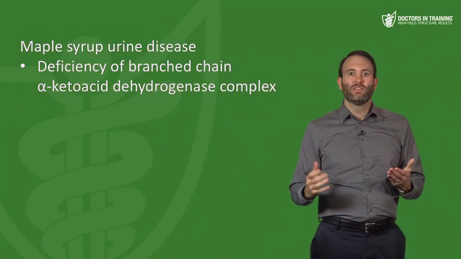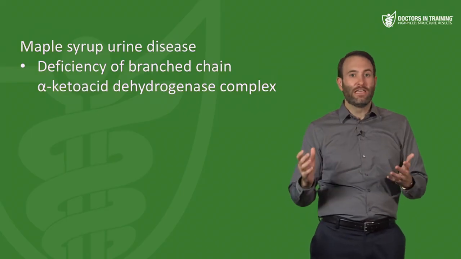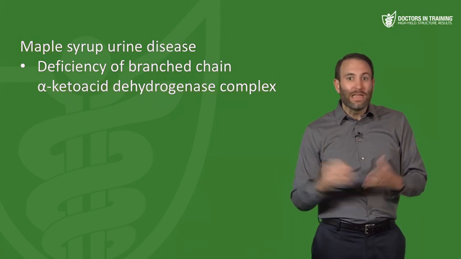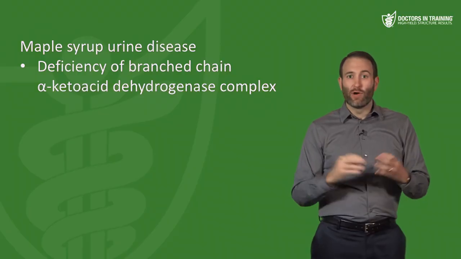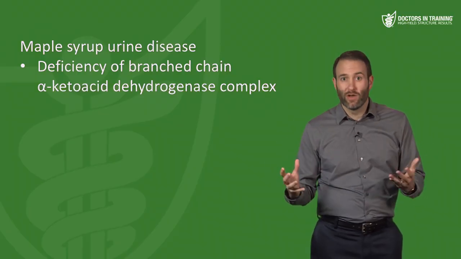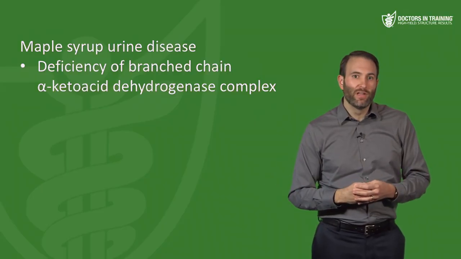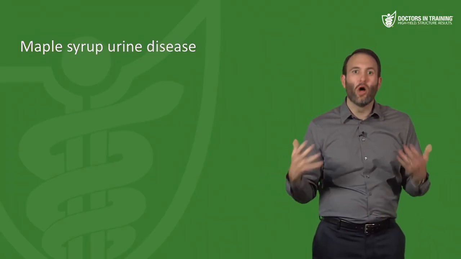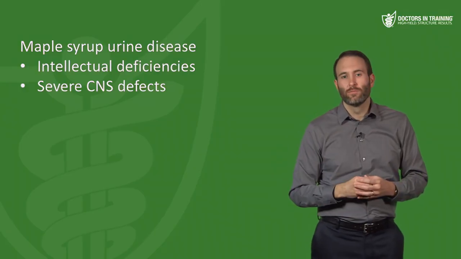Now, this comes about because of a deficiency in the enzyme complex called the branched chain alpha keto acid dehydrogenase complex. That's a long one. Now, it's supposed to be breaking down all these branched chain amino acids. And if the enzyme is deficient, these branched chain amino acids don't get degraded like they're supposed to, and they build up in the urine and in the blood, along with the corresponding branched chain alpha keto acids. Now, this causes a lot of the same symptoms we've seen in all these things: intellectual disability, CNS defects, high mortality rate as well.